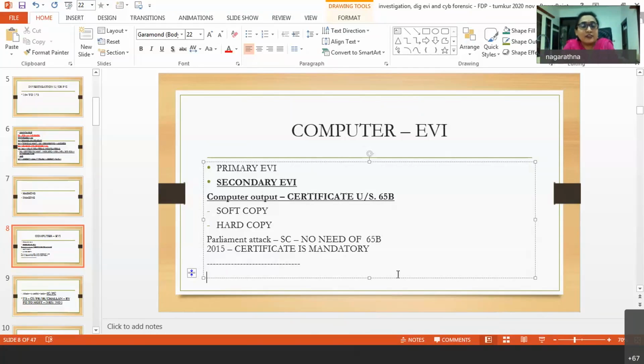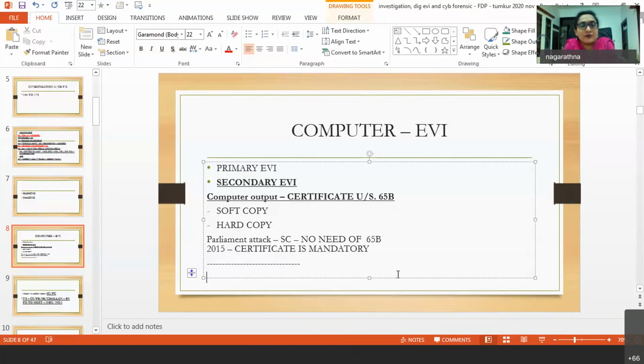In a ruling, the High Court says we can't rely on the CCTV footage because it did not have a certificate. The footage was copied into a CD. The CD was given, but with the CD, the certificate was not there. So the court acquits the accused. So that is the importance of 65B.